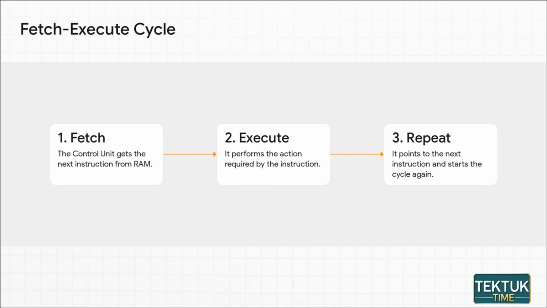Step 1. The control unit fetches the next instruction from RAM using the address that's stored in that instruction pointer we just talked about. Step 2. It executes that instruction, telling the ALU to add some numbers or telling some data to move around. And finally, step 3, it updates the instruction pointer so it's ready for the next one, and it repeats. Fetch, execute, repeat. That's the whole game.